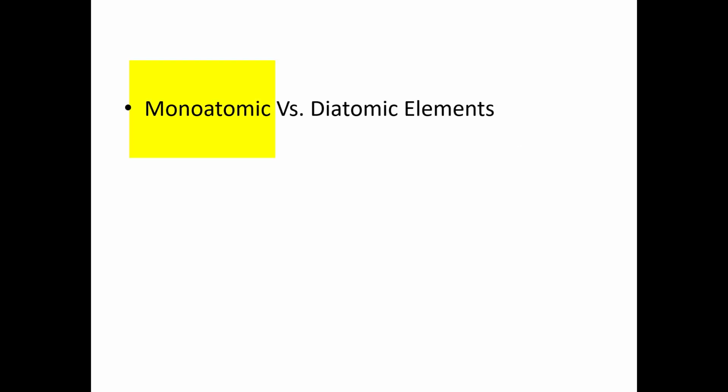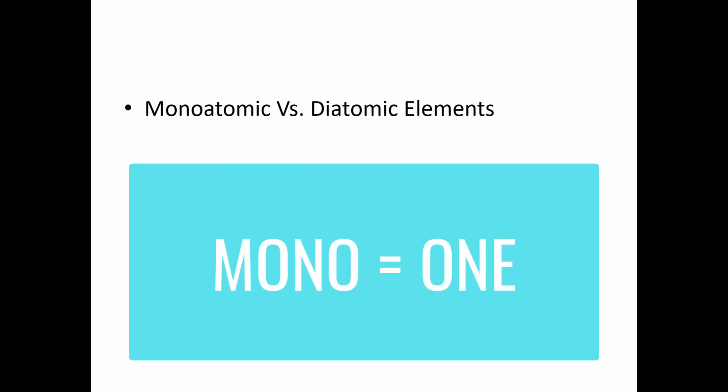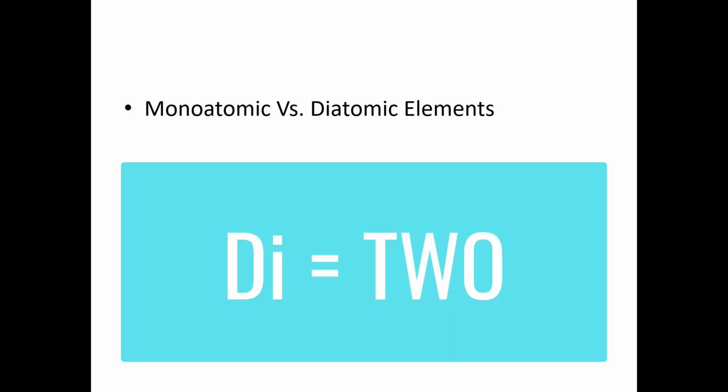So let's talk a little bit about monoatomic versus diatomic elements. So the prefix mono generally means what? Well, it means one. You might have heard mono a mono, which means one on one. Okay, so monoatomic means one. Di, on the other hand, means two. So some elements are monoatomic, which literally means one atom, and other elements are diatomic, which literally means two atoms.